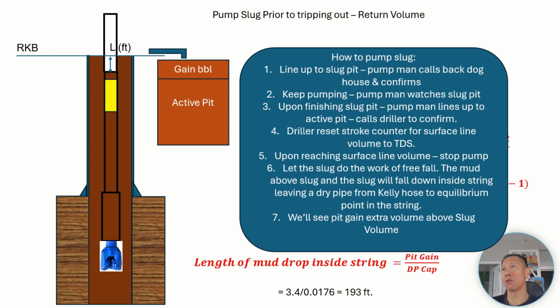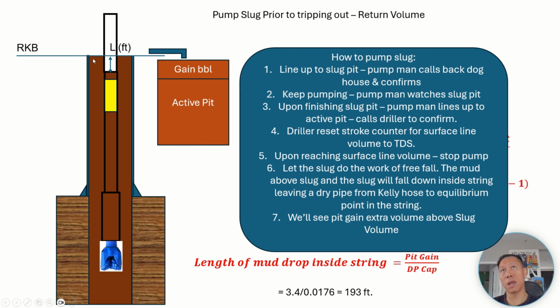Upon reaching the required stroke for the surface line volume, you stop the pump and let the slug do the work. The mud above it and the slug will be free falling inside the drill string and create some dry pipe. In here, L is the length of the dry pipe inside the string. What about outside? In the annulus, you have a full column of mud.